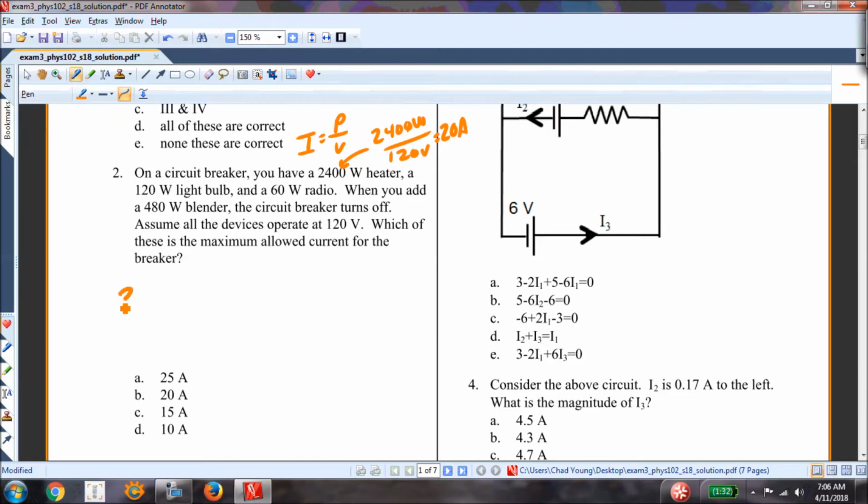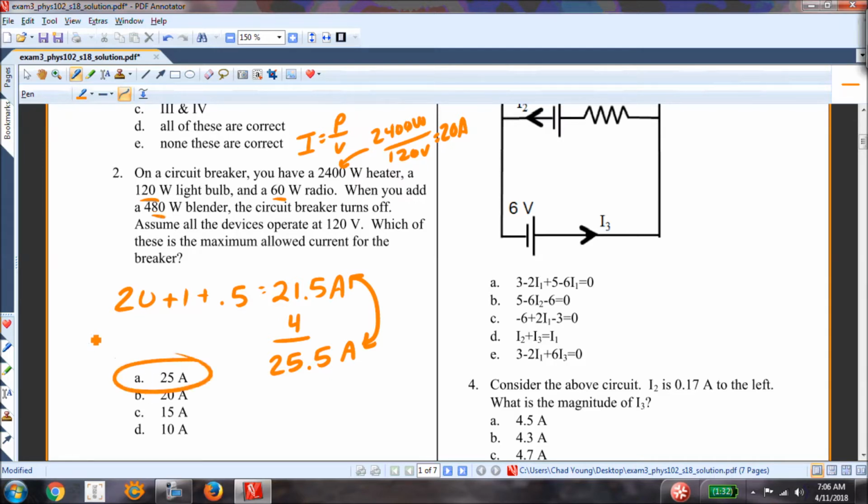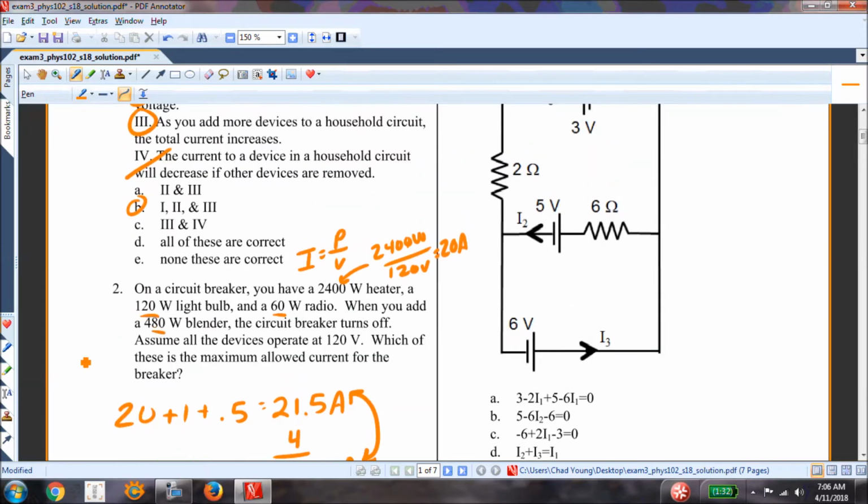So I have 20. Here I have 1 amp. Here I have a half an amp. So when it's operating, I have 21.5 amps on this circuit breaker. And then I add 4 amps, which is 25.5 amps. So somewhere between 21.5 and 25.5 is where my circuit breaker kicks off, because the circuit breaker turns off when the current exceeds a certain amount. And so the only one in between those two is 25 amps.